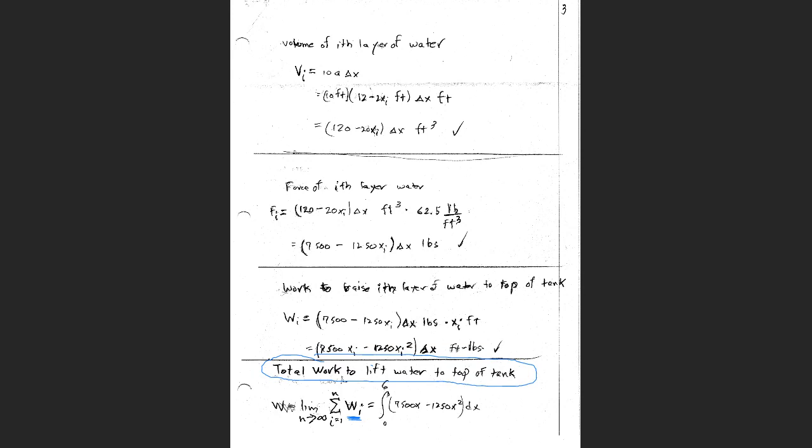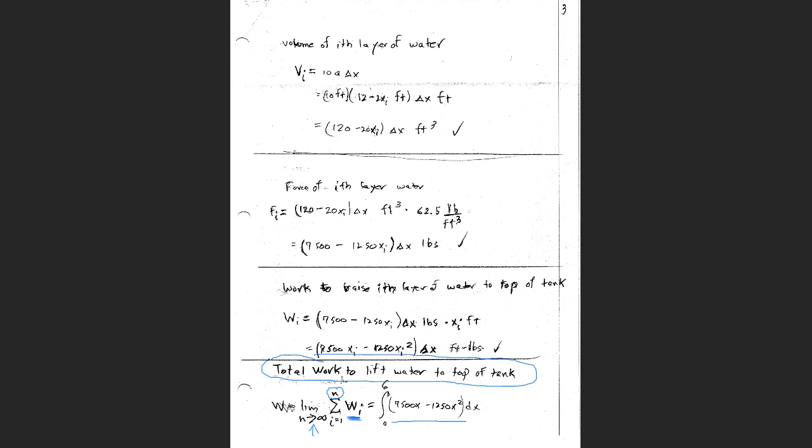So if you take the entire volume of water and break it up into n layers, and add those work values up, you'll get an approximation for the total work needed to lift the water to the top of the tank. But if you let n go to infinity, you will be able to find the exact work. And of course, the Riemann sum will turn into an integral.